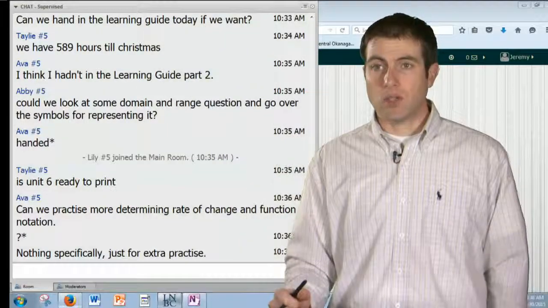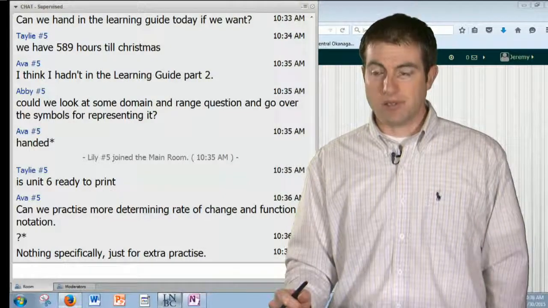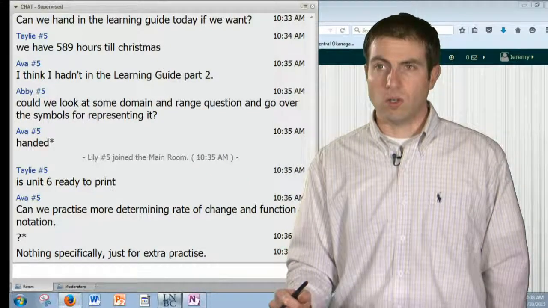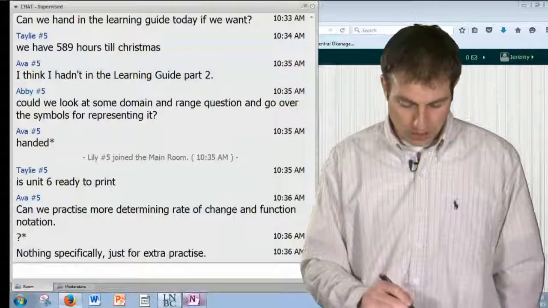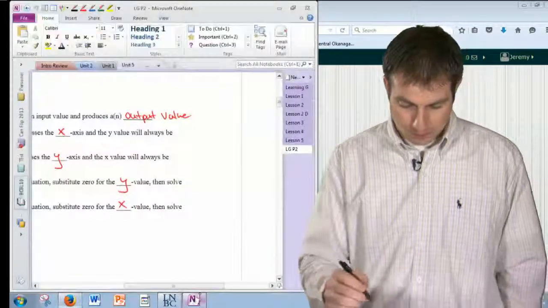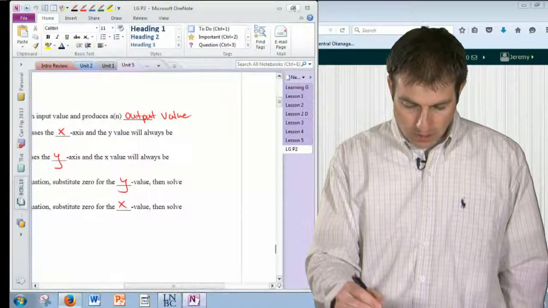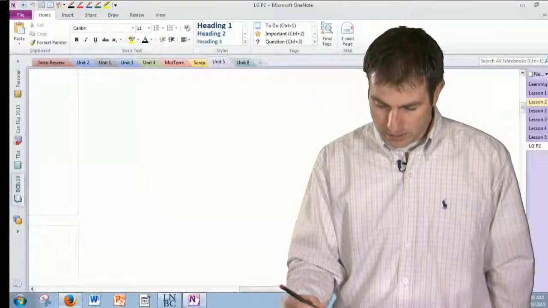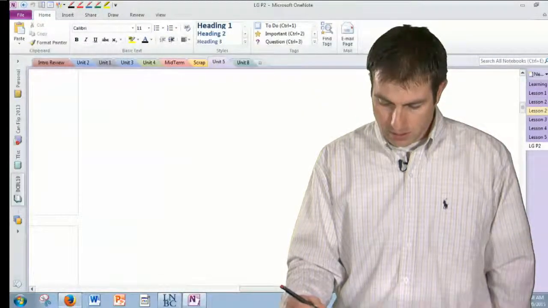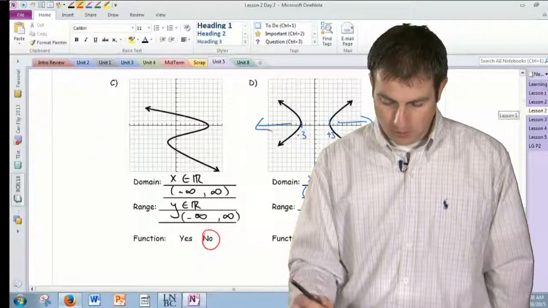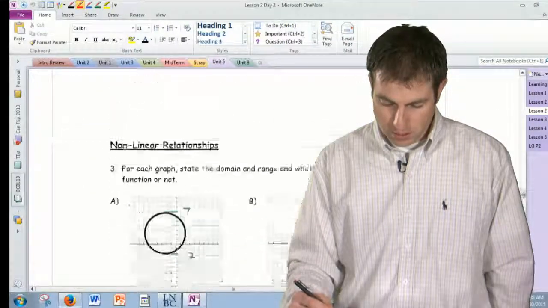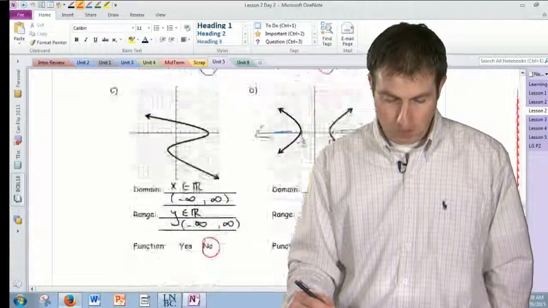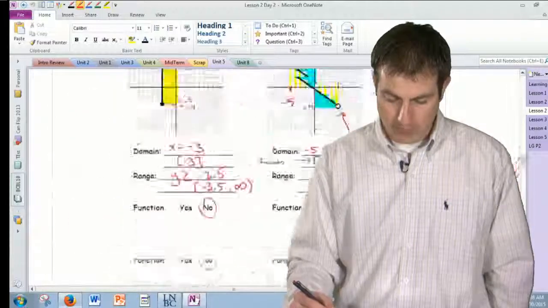I'm going to start with some domain and range stuff, and then we'll go from there. I see a few of you are typing still, so... The domain and range in the learning guide wasn't great, but there were some questions here. This is the worksheet that we went through in class.